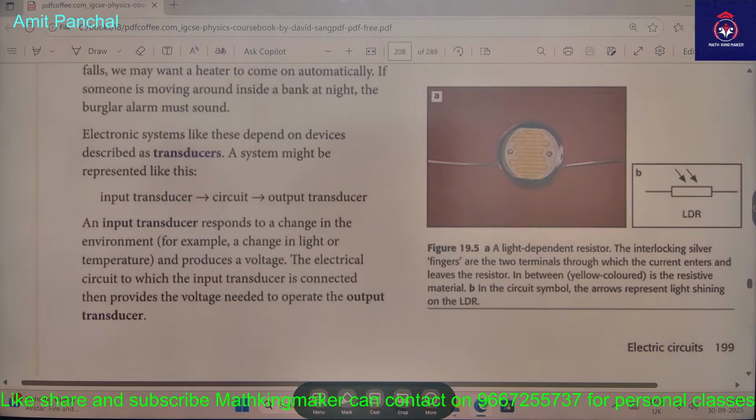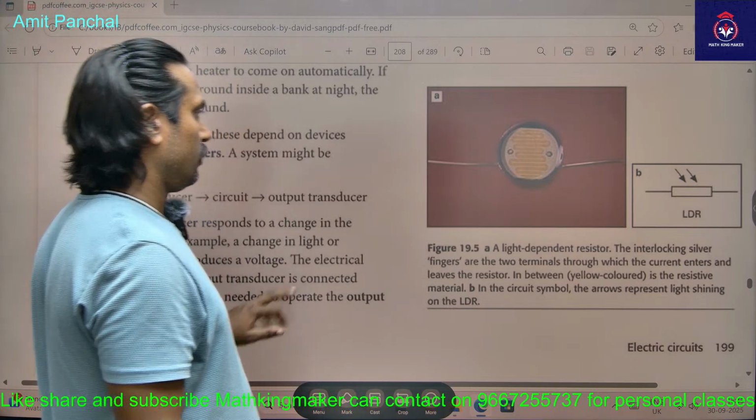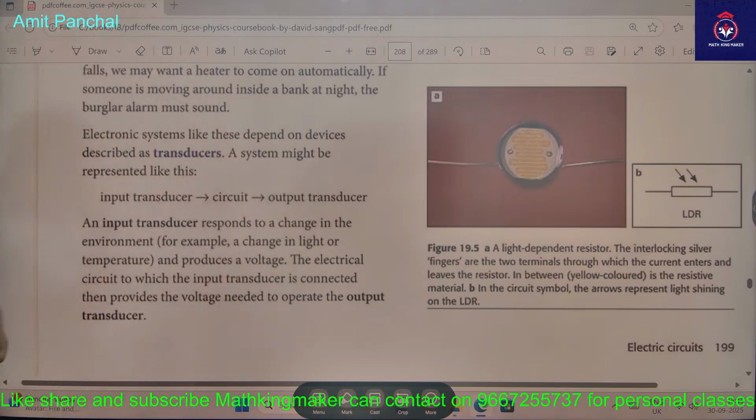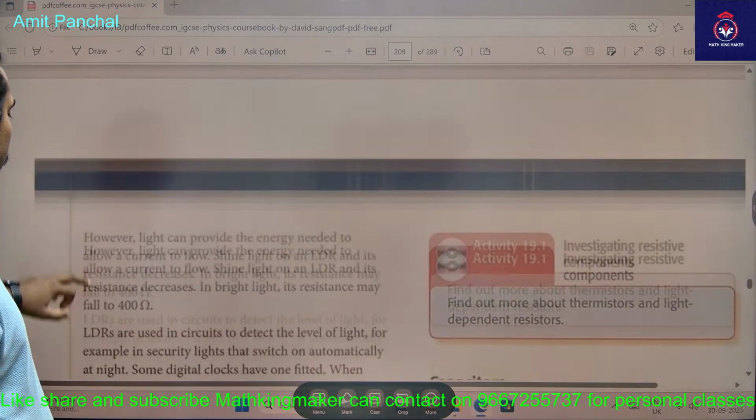Okay, so you understood the meaning of LDR and how it operates. And what about the circuit symbol? Everything understood?